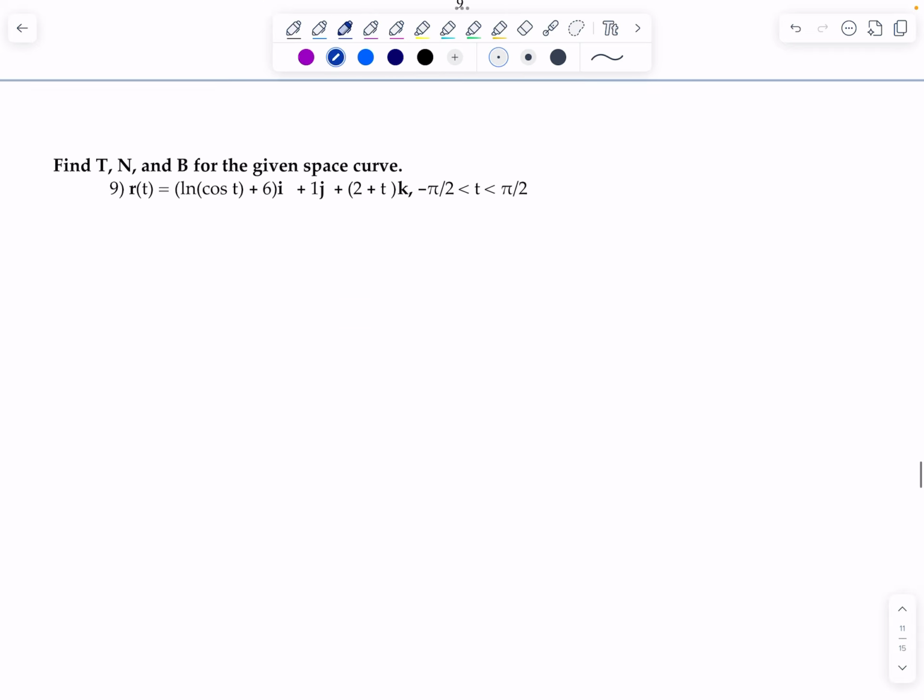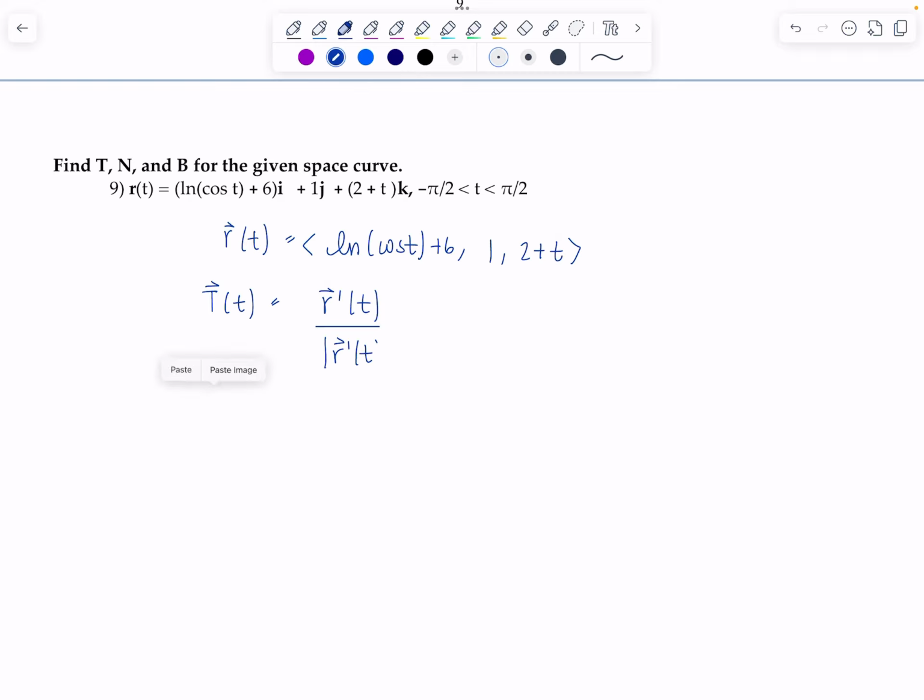Okay, so find T, N, and B for the given space curve. Let me rewrite the vector valued function, not using our unit vectors. So first component is ln cosine of t plus 6, 1, and then 2 plus t. So remember T, our unit tangent, is defined to be r prime of t divided by, to make it a unit vector, the magnitude of r prime. So here, let's go find r prime.